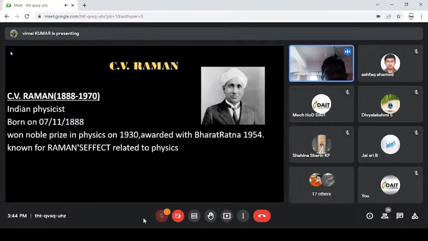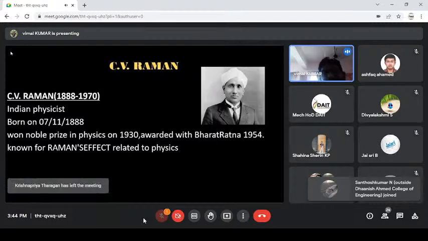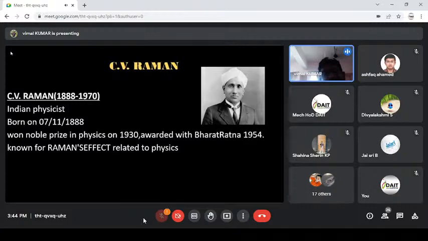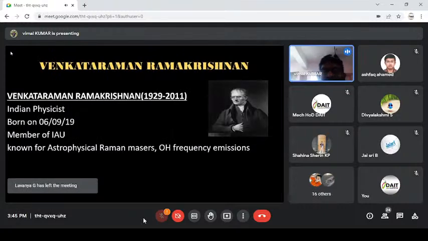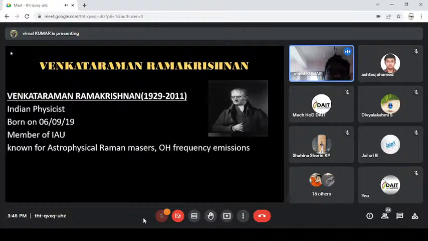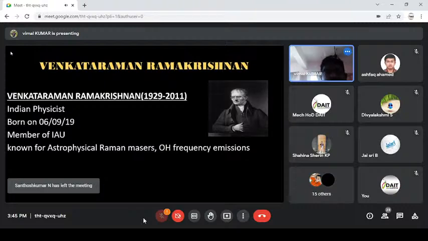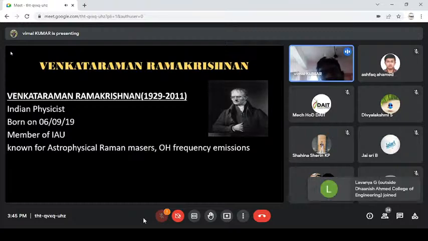He is none other than Sir C.V. Raman, an Indian physicist. He was born in the year 1888, and he won the Nobel Prize in Physics in the year 1930. He made the discovery in the year 1928, but waited two years for the award. He was awarded the Bharat Ratna in the year 1954 and the Nobel Prize in the year 1930, and is known for the Raman effect in physics. That is, when light travels in water, its color changes. That is what he found out. Then Venkatraman Ramakrishnan, an Indian physicist who lived from 1929 to 2011, is a member of the IAU, known for astrophysical Raman measures.